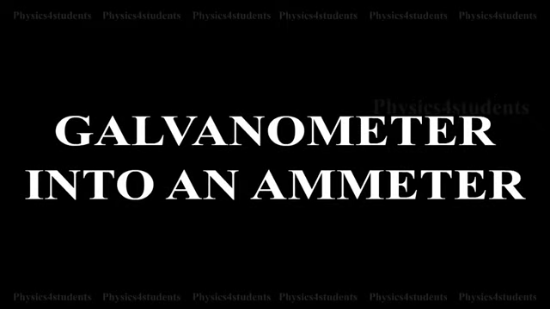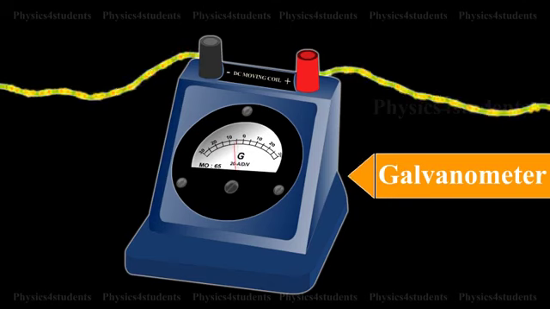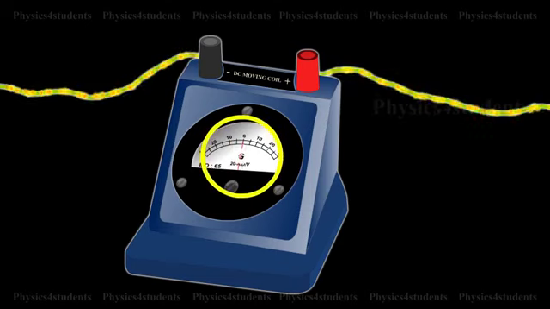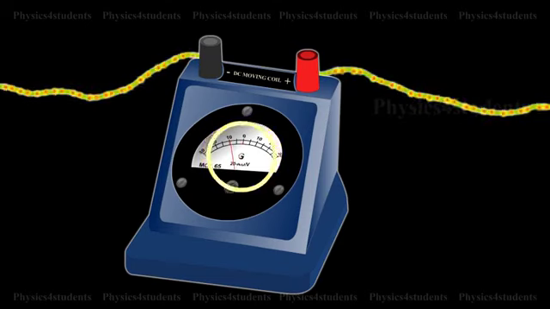Conversion of a galvanometer into an ammeter. A galvanometer is a device used to detect the flow of current in an electrical circuit. Even though the deflection is directly proportional to the current, the galvanometer scale is not marked in ampere.